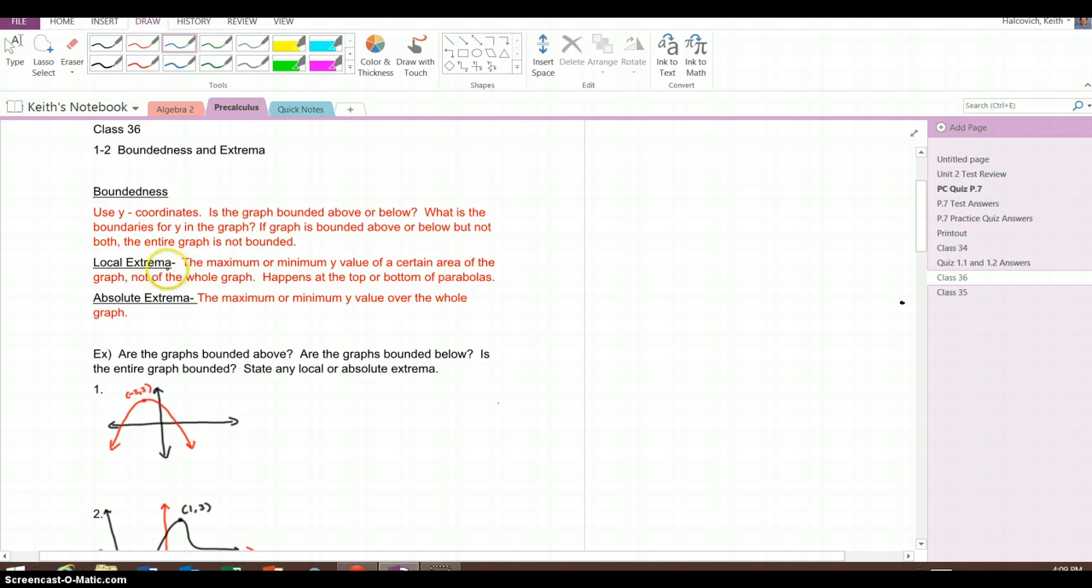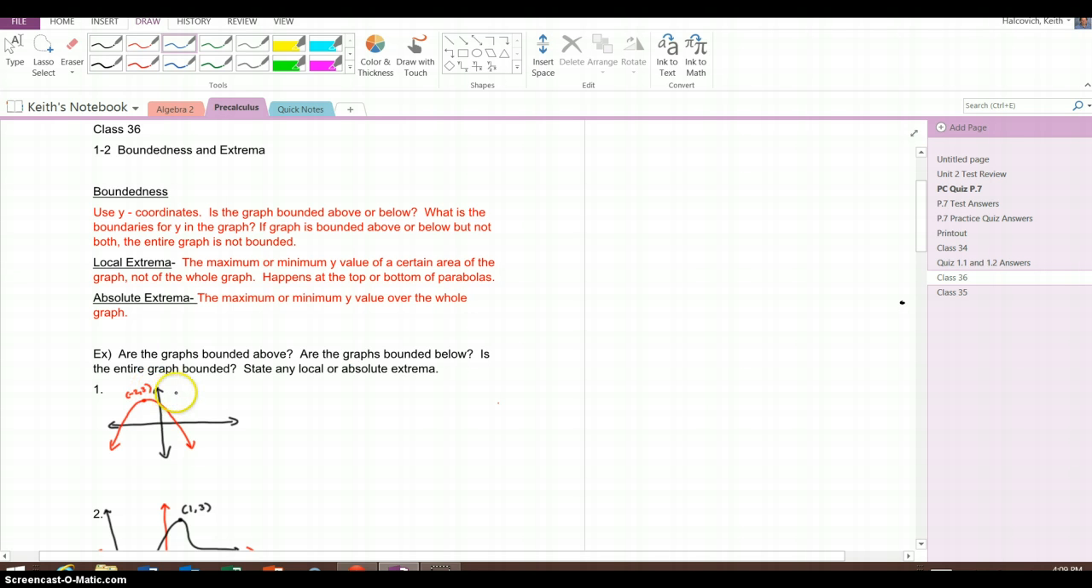For extrema, there are two types. Local extrema are the maximum and minimum y values of a certain area of the graph, not necessarily the whole graph. It happens usually at the top or bottom of parabolas. The absolute extrema are the maximum or minimum y values over the whole graph.